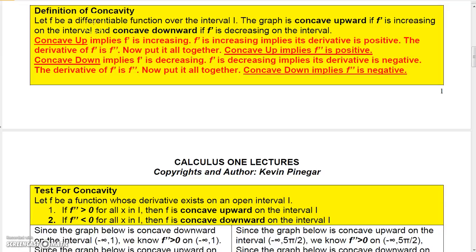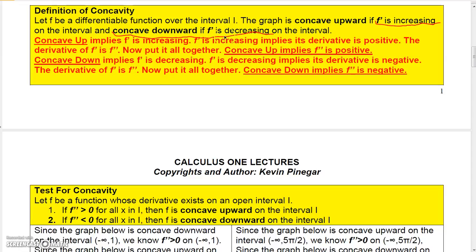Okay, now the definition of concavity, it's a little strange, but let me give it to you. It says, let f be a differentiable function over some interval I. The graph is concave upward if f prime is increasing. Now remember, f prime is the first derivative. It's not saying f prime is positive, it's saying f prime is increasing. So a graph is concave up when f prime is increasing. And likewise, a graph is concave downward if f prime is decreasing.